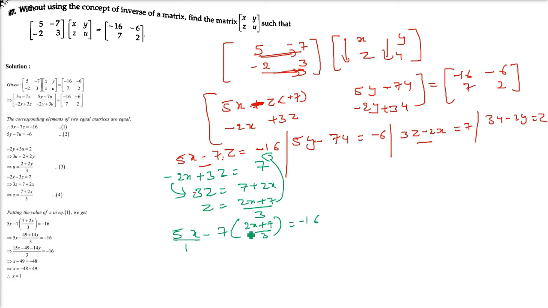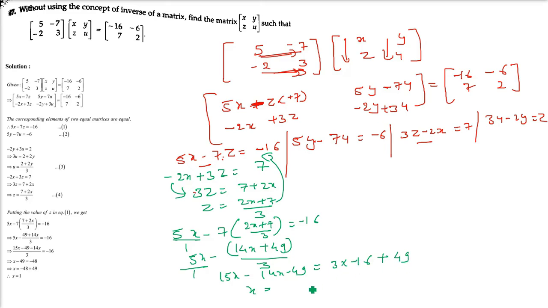So just multiply inside, 7 into 2x plus 7. I hope you'll be able to do all this, okay? I'm just doing it for the sake of completion. 14x plus 49, and this is divided by 3. Okay. Cross multiplying, 15x minus 14x minus 49. And 3 I am taking on the right hand side. 3 into minus 16, that is going to be minus 48. So 15x minus 14x is x. And 49 we are taking on the right hand side. So 49 minus 48 is equal to 1. So x is equal to 1.